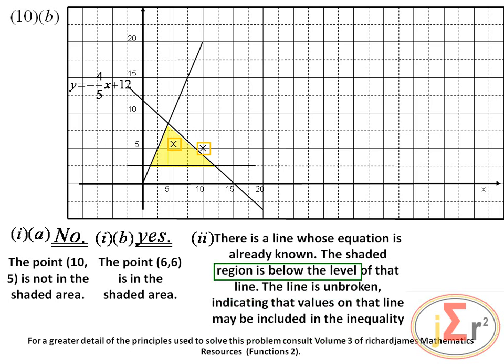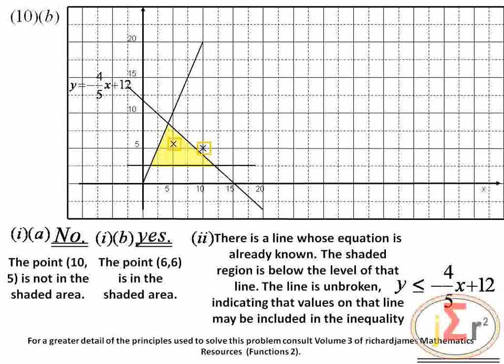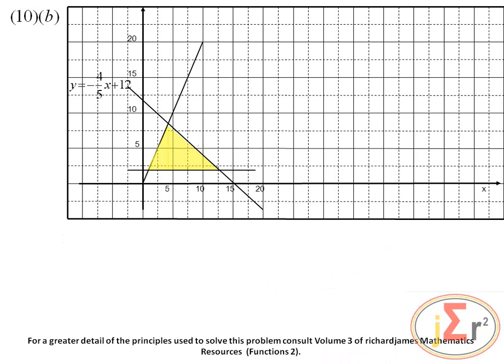The region is below the level of the line. So we will have y is less than. The line is unbroken, indicating that the values on that line may also be included in the inequality. So y is also equal. So y is less than or equal to, what do we have on the right hand side? Negative 4 over 5 x plus 12. And that is our first one.